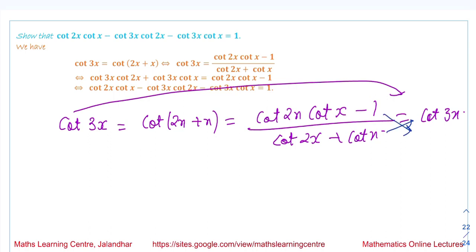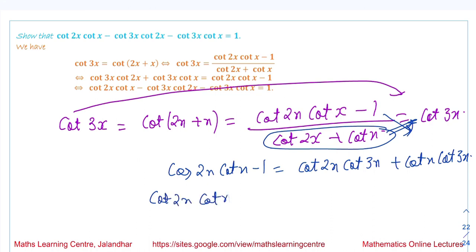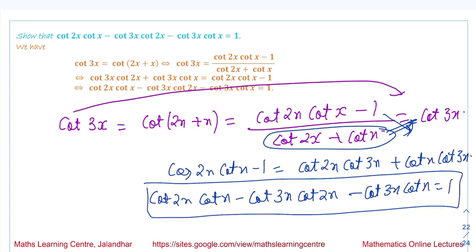Now if we cross multiply these terms, meaning we multiply both sides with the denominator part, we get cot 2x into cot x minus 1 is equal to cot 2x into cot 3x plus cot x into cot of 3x. So this is what we have to prove. When we rearrange these terms, we get cot of 2x into cot of x minus cot of 3x into cot of 2x minus cot of 3x into cot of x is equal to 1, and this is what we have to prove.